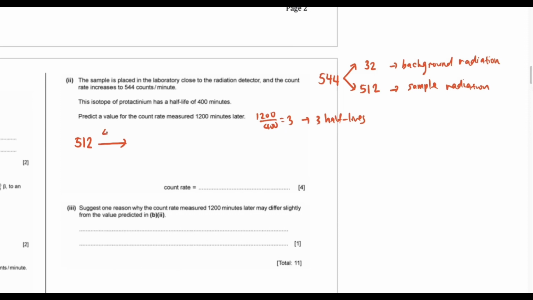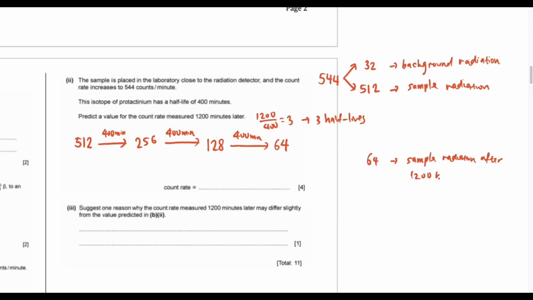So 512 after 400 minutes, you divide by 2, it becomes 256. After another 400 minutes, divide by 2, it becomes 128. After another 400 minutes, divide by 2, it becomes 64. Now this 64, you have to think about it. This 64 is the sample radiation after 1200 minutes. But don't forget that the background radiation is always there, the 32. So the background radiation.